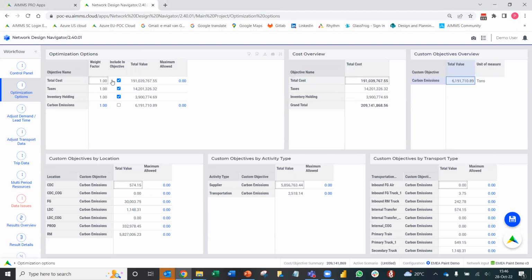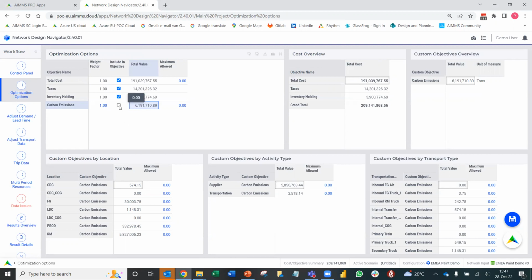And in this first optimization, you can see over here, we've included in the objective the total cost, the taxes, and the inventory. So these are euro numbers. And for now, we've left out carbon emissions. So in this optimization, we're optimizing for cost, and the carbon emissions are resultant. So this is the one extreme, a minimum cost network, and what's the impact on carbon.